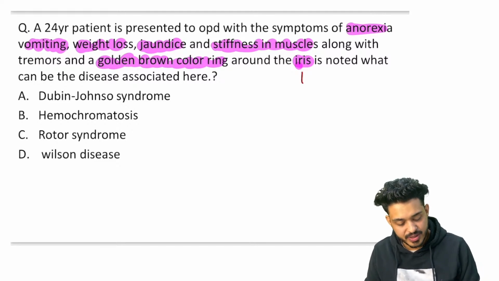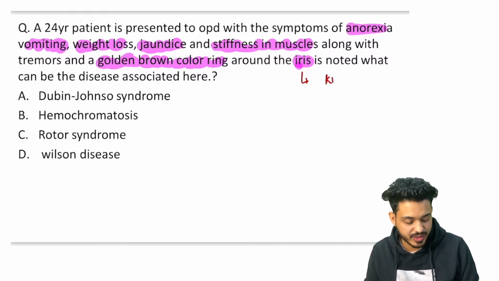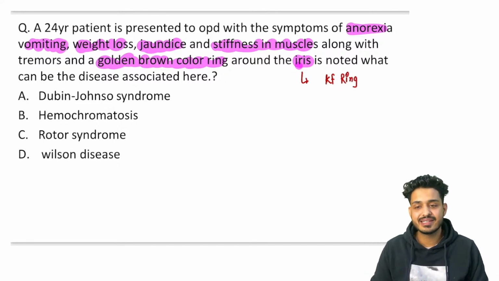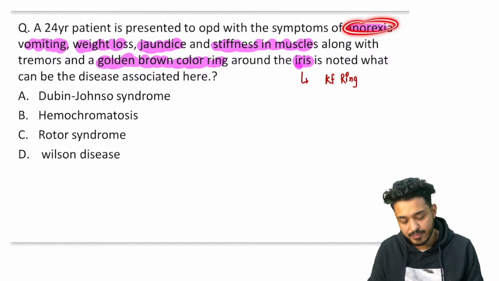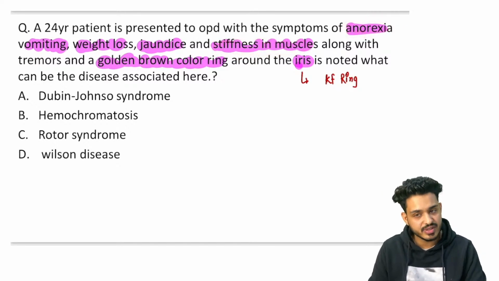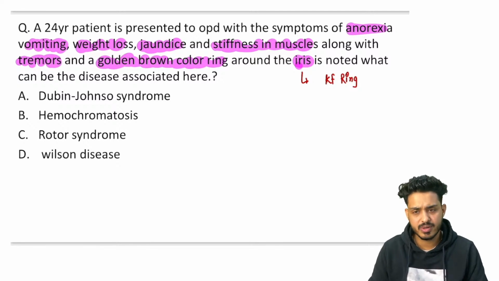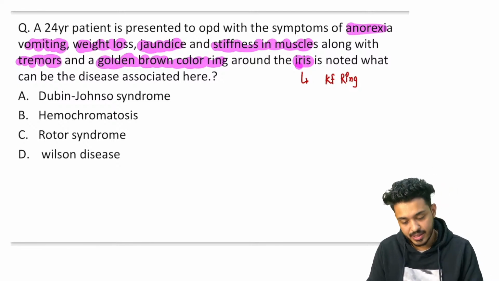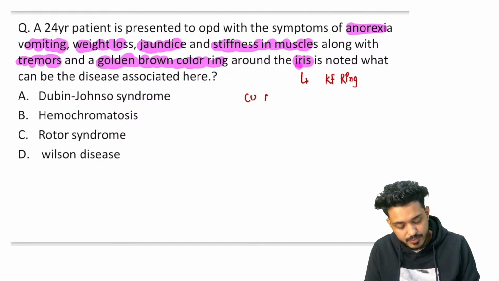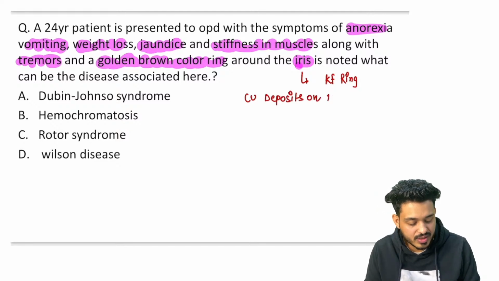So this is going to be iris, and this is going to be your KF ring. This is your Fisher ring. These are the other symptoms that you have to remember about Wilson disease. There will be stiffness in the muscle, there can be tremors, there can be golden brown color ring on the Descemet membrane. So there will be copper deposits on the Descemet membrane.